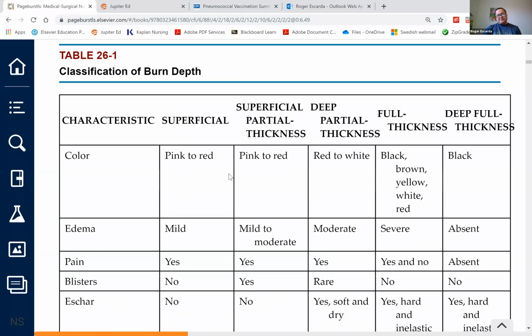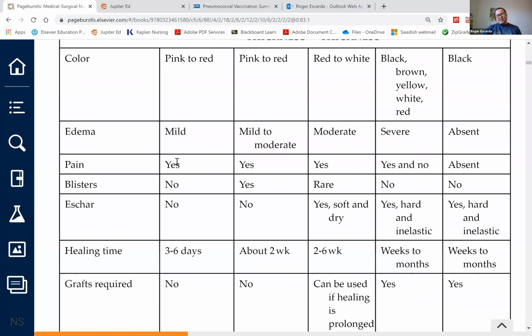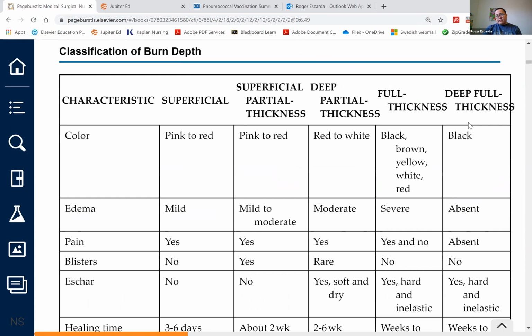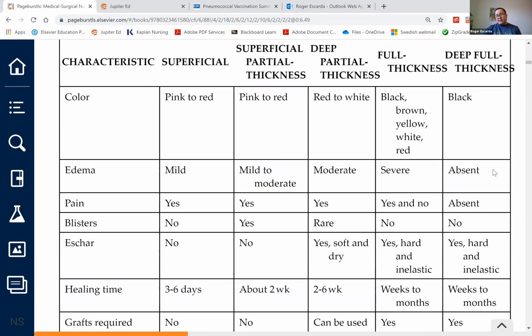All right, so table 26-1. In edema, there will be mild edema in superficial, and then mild to moderate in superficial partial. And as you can see, the more severe the burning, like right here, for instance, in deep full thickness, there is no more edema. The most severe edema is in full thickness because there is now a massive amount of vessels that were burned, and all those vessels go into severe inflammation. And what I mentioned at the start of the class was the increased capillary membrane permeability. That will lead to more edema even in areas wherein there is no burn.